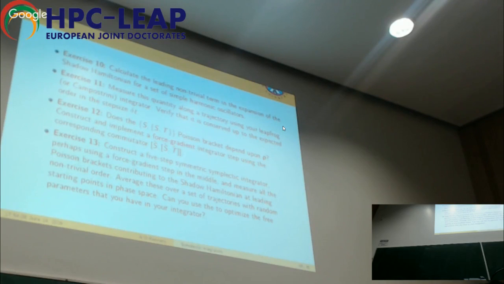So the next exercise is to measure this quantity, this shadow Hamiltonian, which is now just a function of phase space, on a trajectory, using your leapfrog integrator or your chemistry integrator, and verify that it really is conserved up to the appropriate order in delta tau. Okay, if you're really enthusiastic, you can compute the next order term in the expansion and verify that too, but that is a bit tedious.